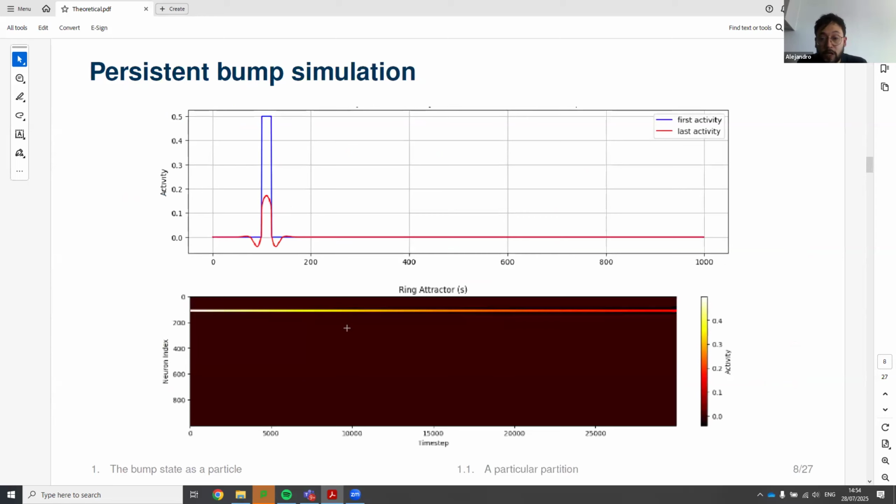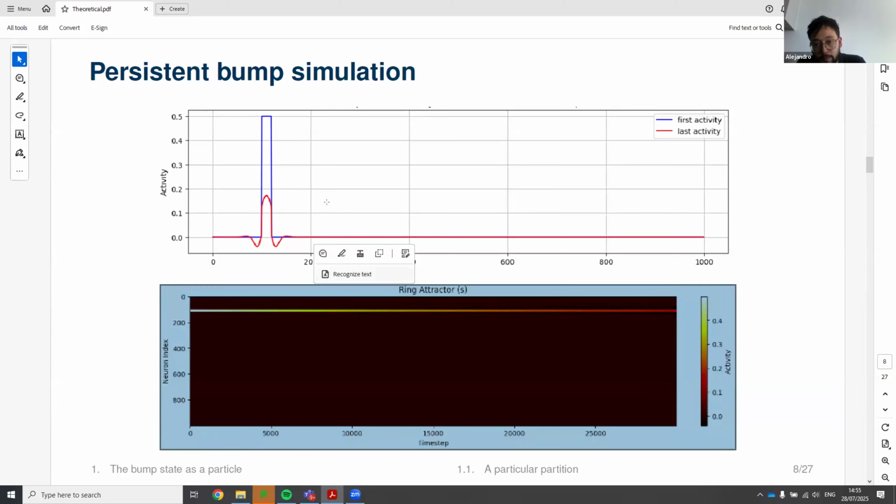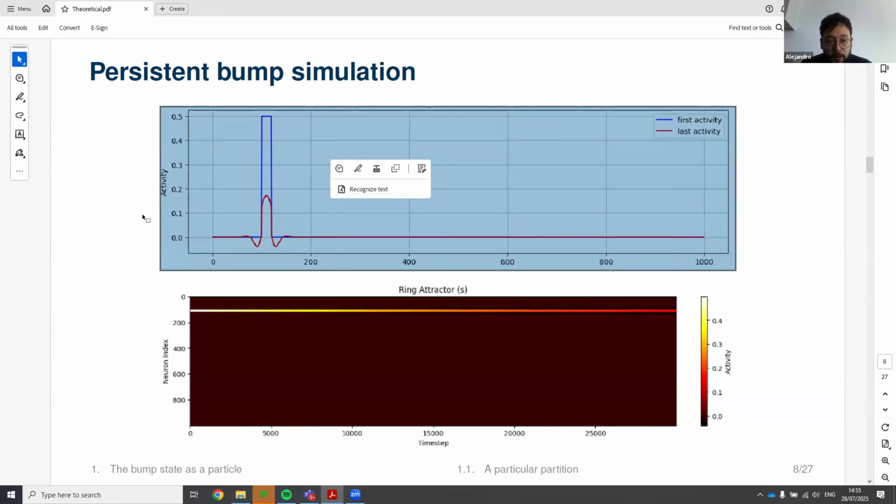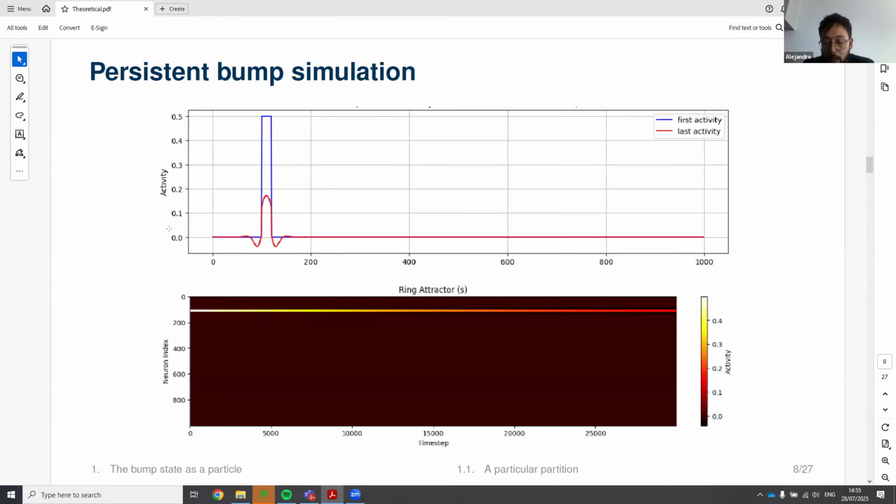So this is just a simulation. We started with some localized excitation in the bomb. And then the bomb settles into a steady state that is characterized by a positive center and some negative boundaries around the bomb. And following these conditions, essentially the bomb has to be stable.